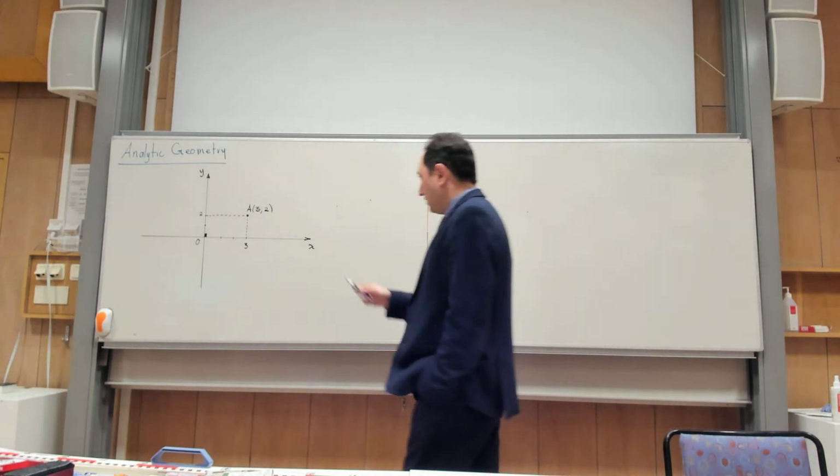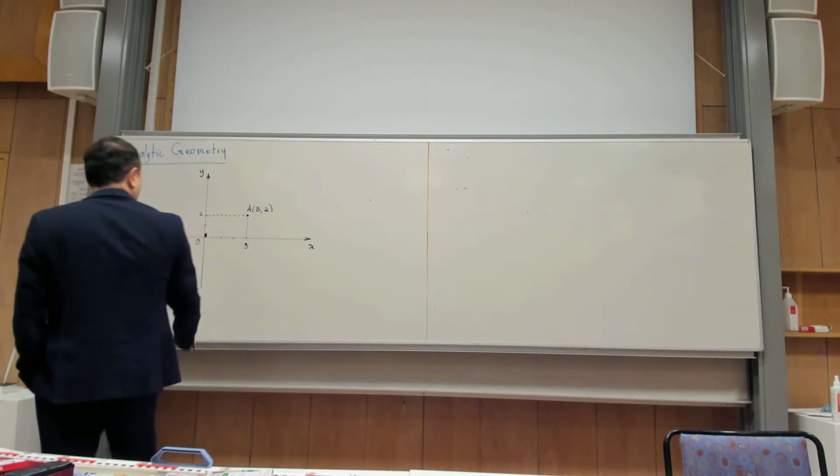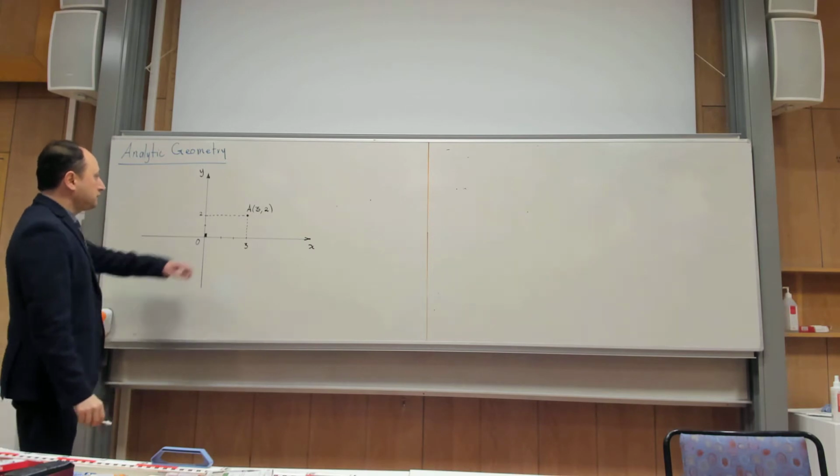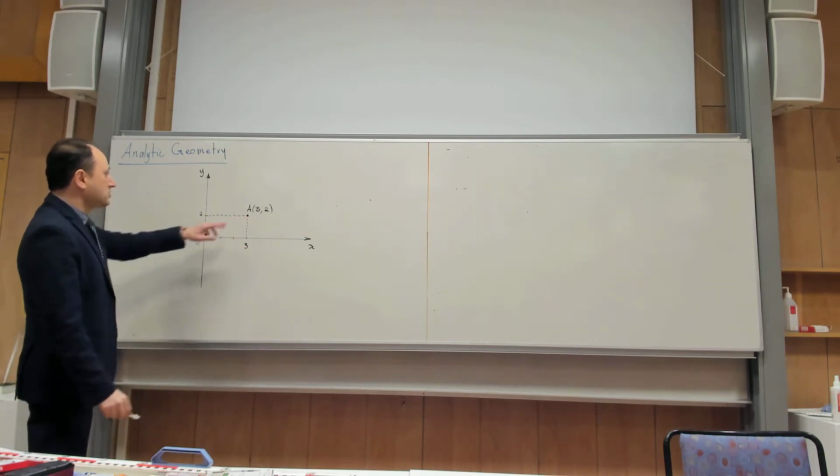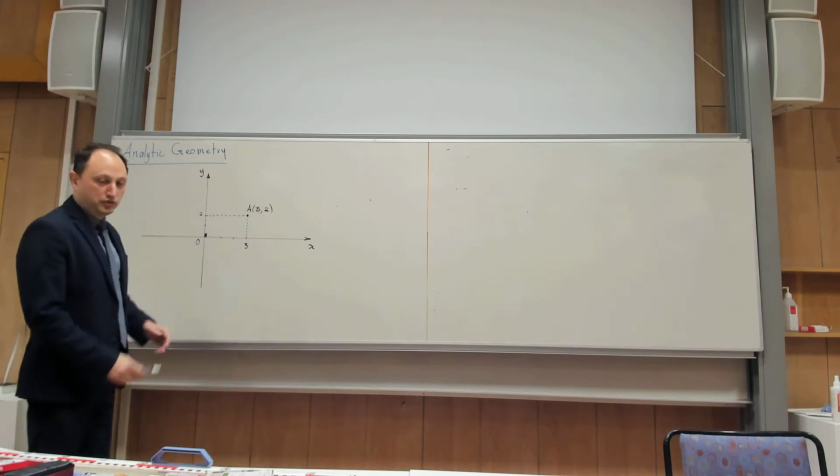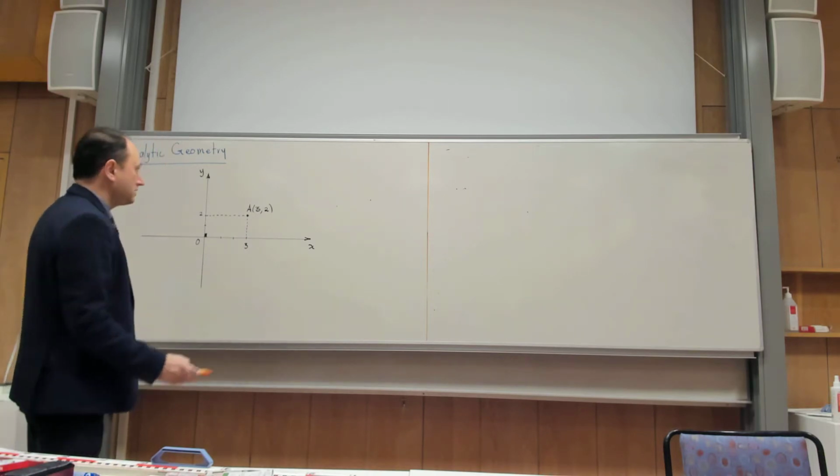Okay, I don't want to discuss that so much, but hopefully you know that if my point has x coordinate negative and y coordinate positive, by the way, these are the names that you might know.